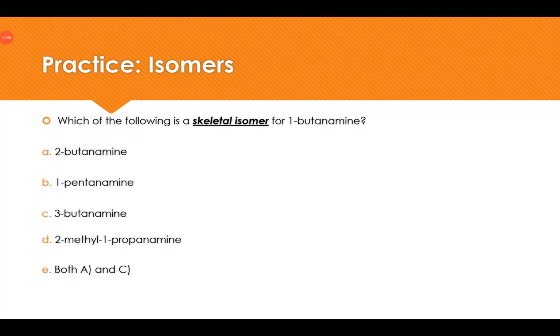Here's another practice problem for you. Which of the following is a skeletal isomer for 1-butanamine? Go ahead and pause the video and work this out. All right, so what does skeletal isomer mean? Skeletal isomers have different arrangements of the carbon. Right, different carbon skeleton. Isomer, though, means same molecular formula.